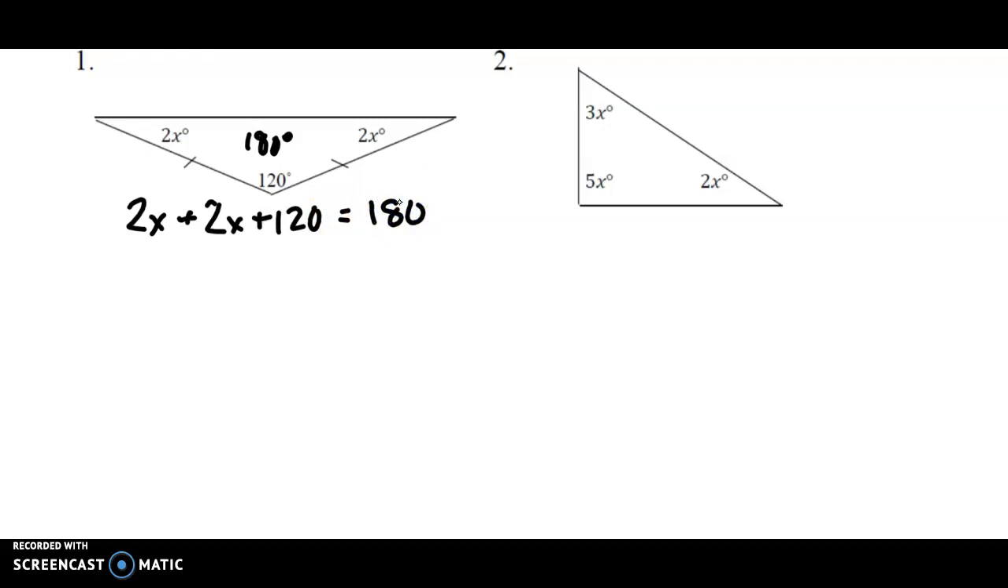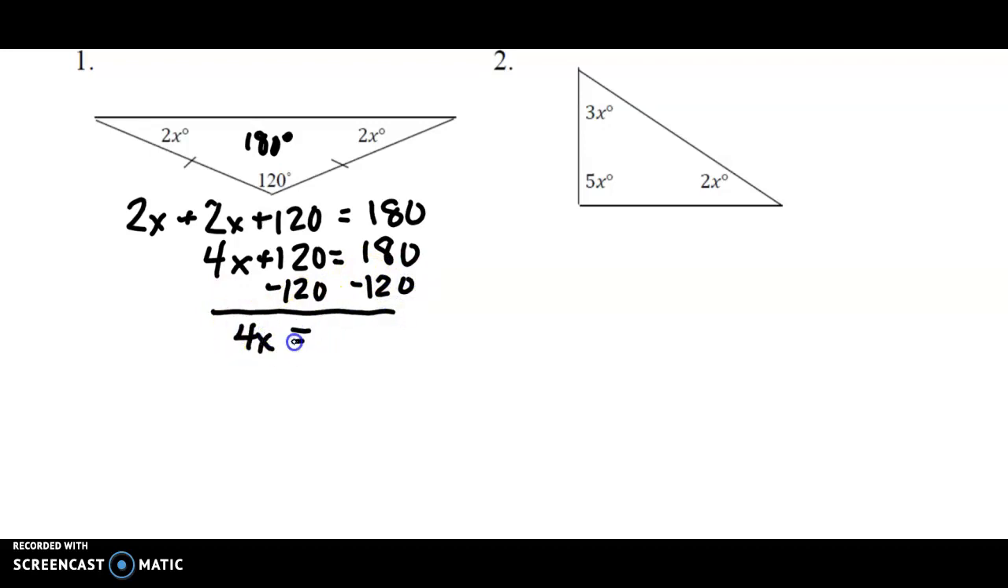Then what we're going to do is combine our like terms. So we have 2x here and 2x here for a total of 4x plus 120 equals 180. We will subtract 120 from both sides to get 4x is equal to 60. Divide by 4, and x is equal to 15 degrees.